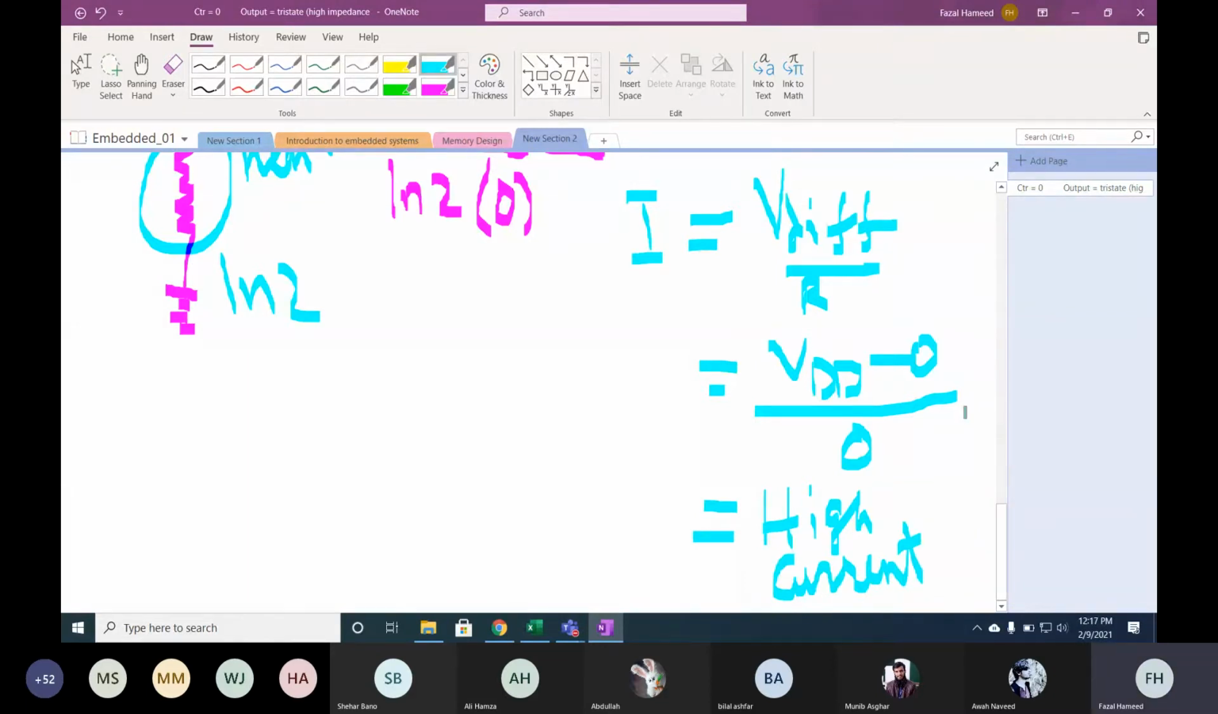When there is a high current, it may be a short circuit. Better understood now, or not? High current means near to infinity. Yes, sir. No circuit has a very zero resistance. At least we can have some resistance.